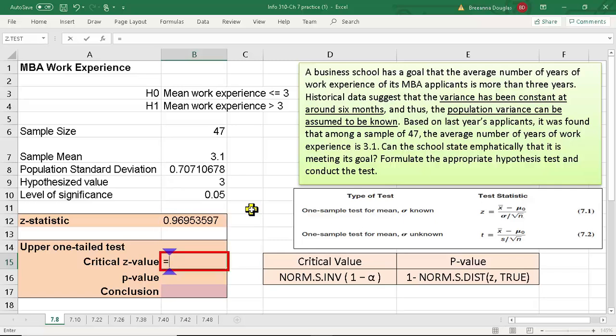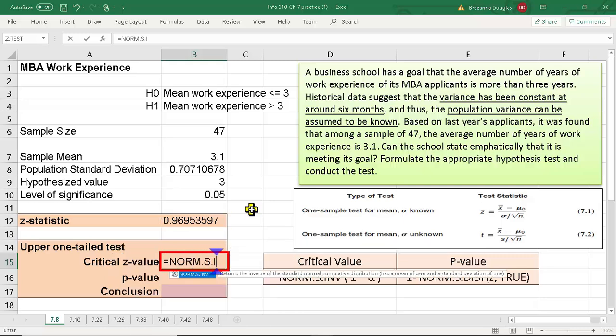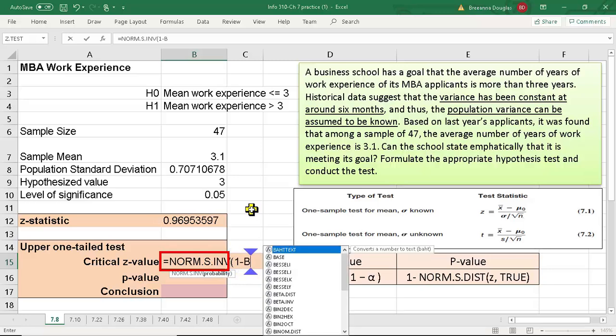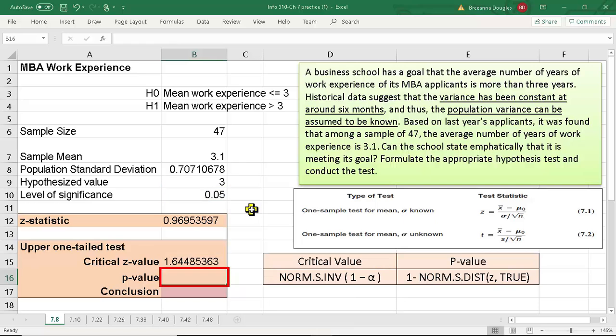For the critical value, we will use the formula NORM.S.INV, and we will do 1 minus the significance level, which is located in cell B10. Since this is an upper tail test, our critical value is positive 1.645.